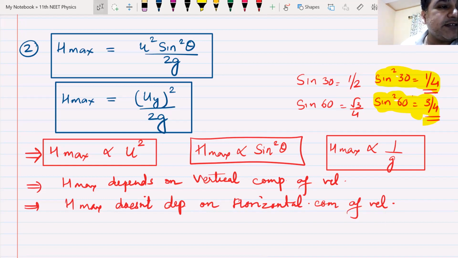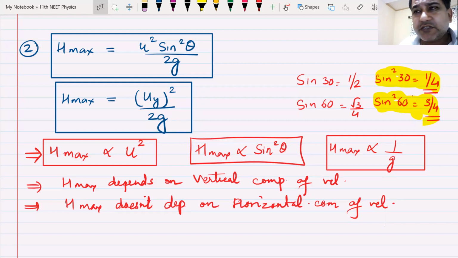Anyone has any doubts on this? Please come up, else we will move ahead. No one has any doubt? That is good. So I can move ahead.